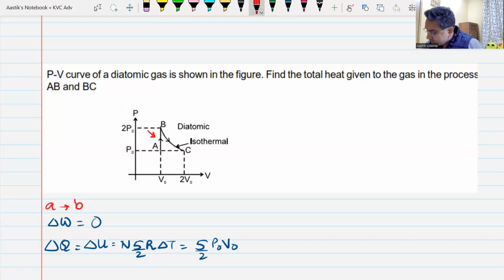In the next process, B to C, this is an isothermal process. In an isothermal process, delta Q is equal to P1 V1 into ln V2 by V1. The change in internal energy will be 0, yes or no? Yes, sir.